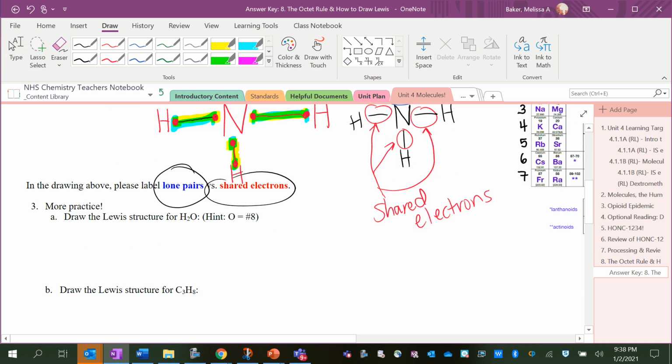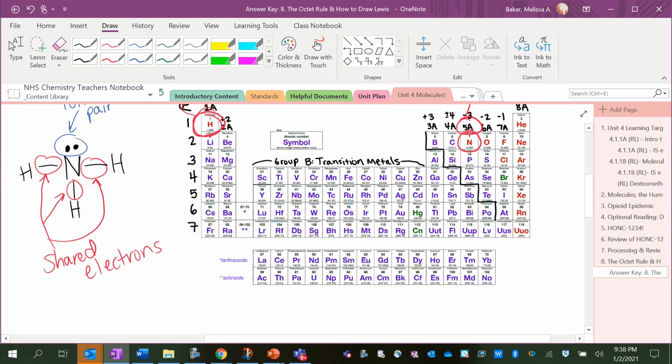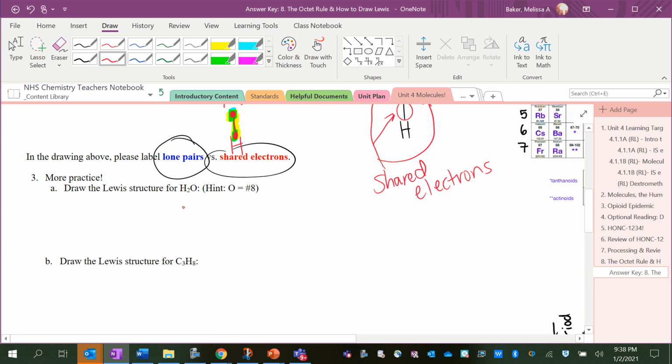All right, let's do some more practice. Draw the Lewis structure for H2O. O is number 8. So here's O, it's in group 6A. So that means that it gets 6 valence electrons. 1, 2, 3, 4, 5, 6. So it's got 2 lonely electrons, and there are 2 hydrogen atoms just waiting to bond. 1, 2.